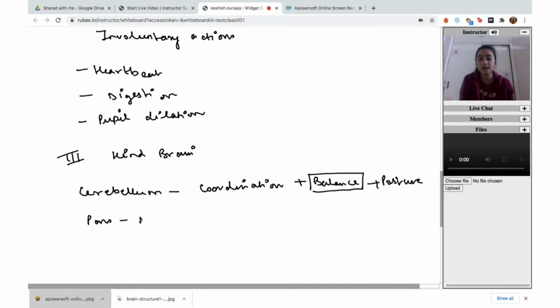Okay. Then pons have a respiratory center. That is, they are important for controlling the rate of your respiration. And the third part is medulla. Medulla, like the midbrain, is concerned with involuntary functions.